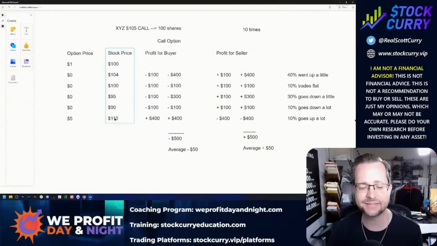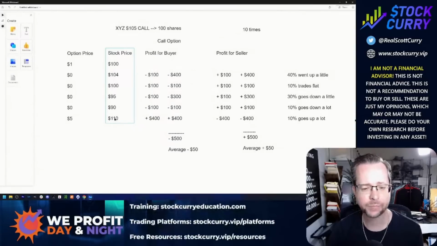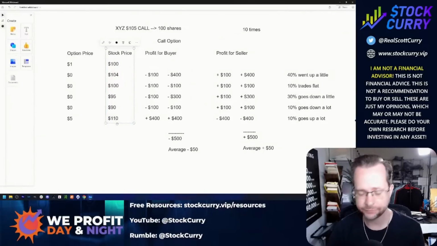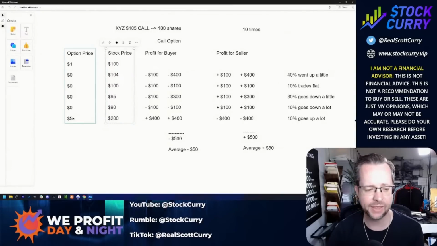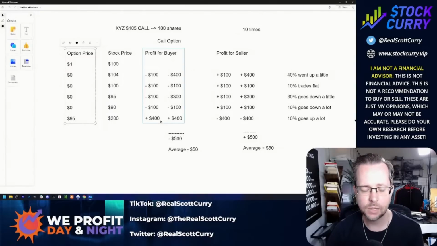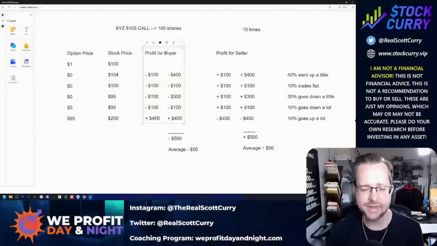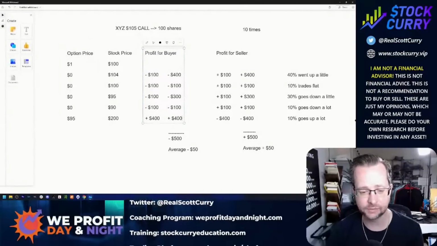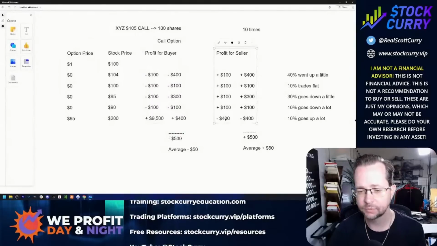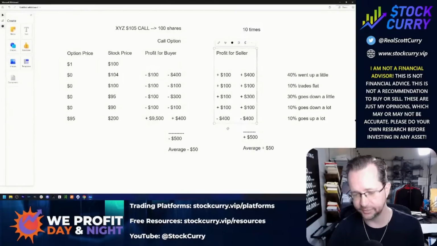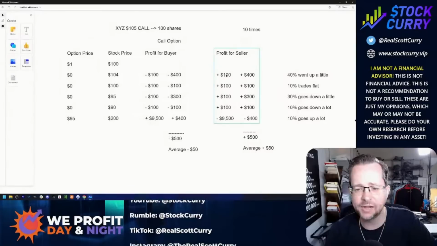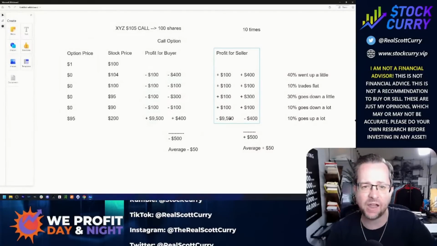We did $110. What would have happened if it hadn't gone to 110? What would have happened if it had gone to, say, 200? Just as an example, how much would that option have been worth? The answer is $95. If it had gone to 95, we're not talking about $400 here. We're talking about $9,500. For the seller also means a $9,500 loss. Can you imagine trying to make $100 and ending up with a $9,500 loss?